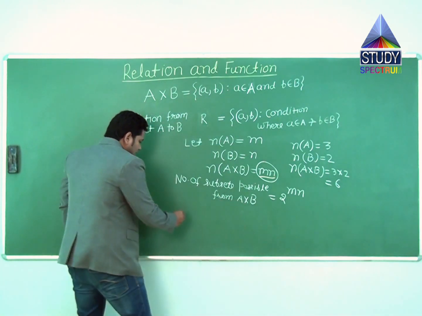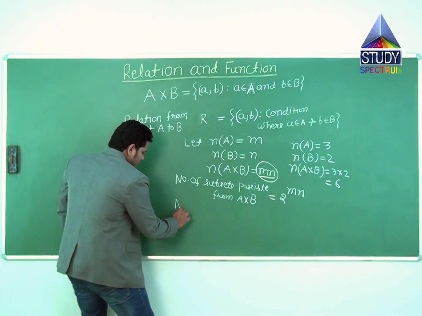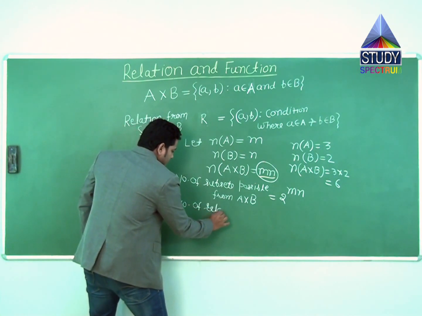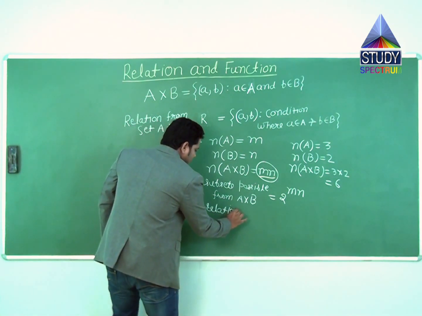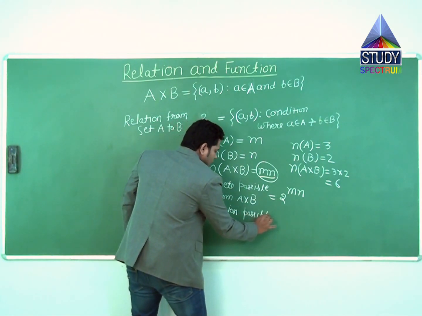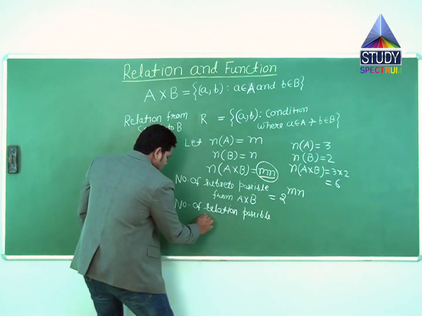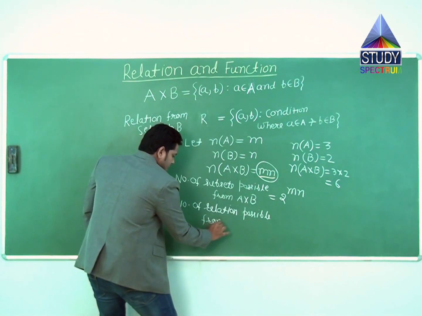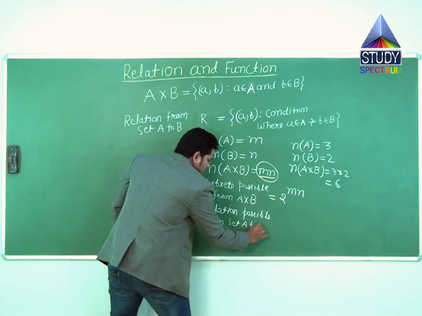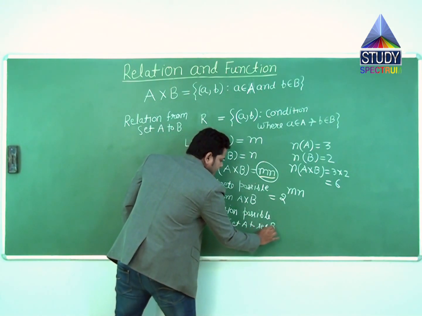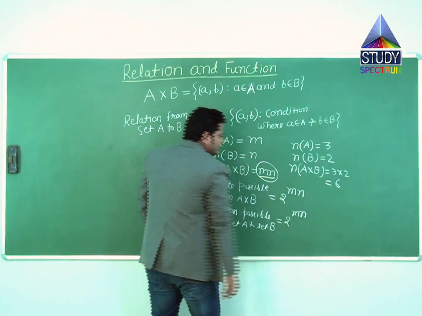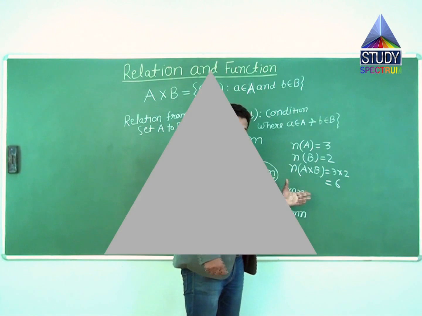So we can write a note here: the number of relations possible from set A to set B will be 2 to the power mn.